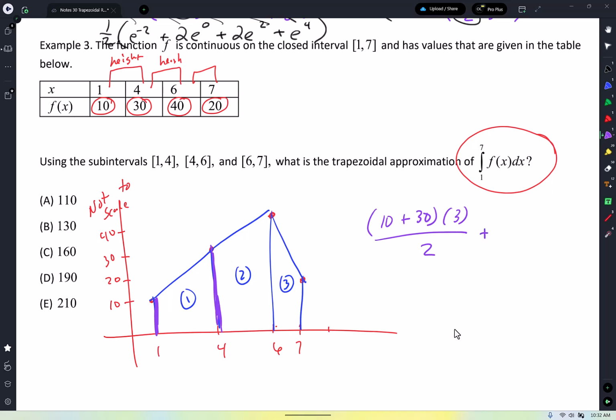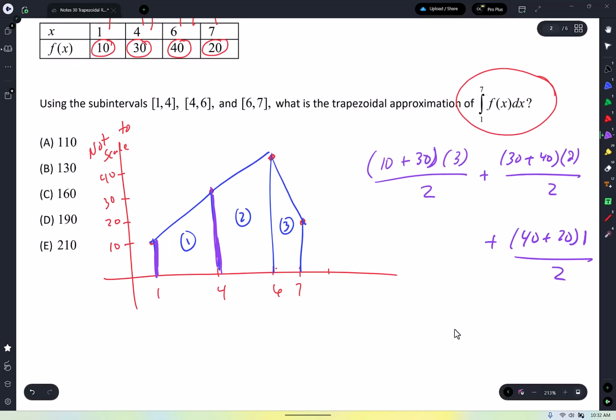Plus the second trapezoid. 30 plus 40, that's a parenthesis, times, what's the difference between 4 and 6? 2, divided by 2, plus, and then the last one is 40 plus 20 times, what's the difference between 7 and 6? 1, divided by 2. There it is, guys. Now we're just going to add them up.